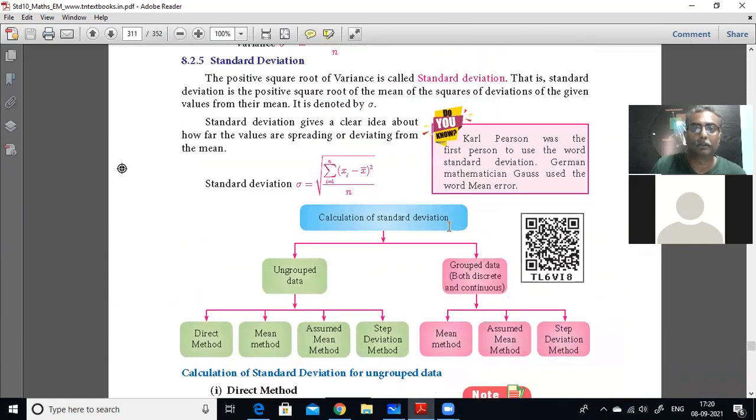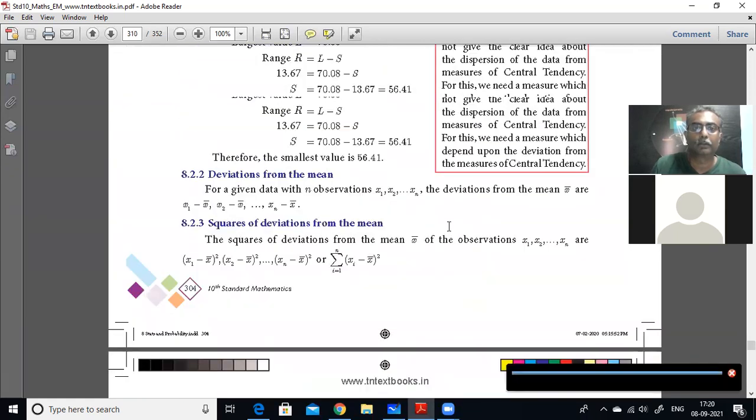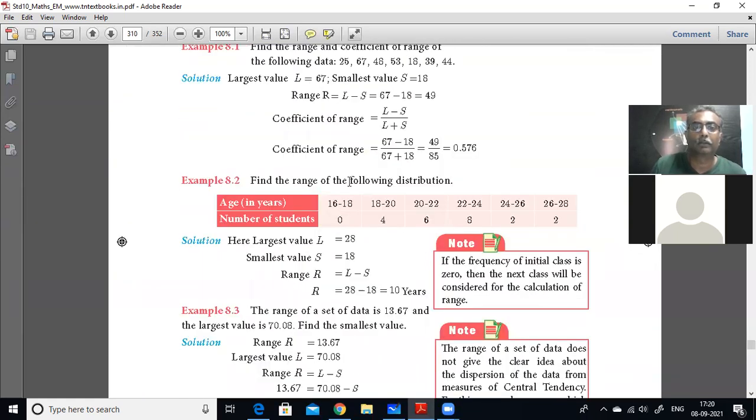Okay. I just increased the sound. Range R is equal to how much? Largest value minus smallest value. Yes. Coefficient of range is what? Largest minus smallest divided by largest plus smallest. Yes, this is there in your textbook.